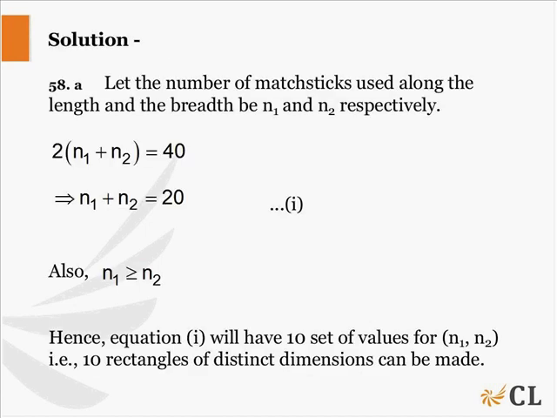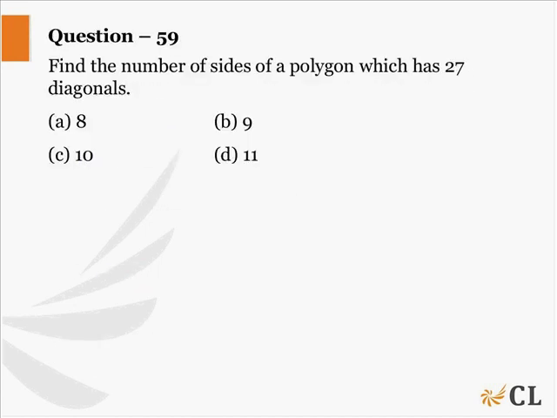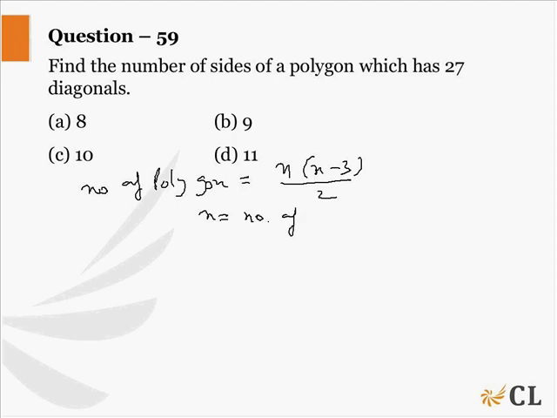Number of polygons in number of polygon is nothing but n into n minus 3 upon 2 if n is the number of sides or vertices. So here it is written that n into n minus 3 upon 2 is given as 27. Just put the values, get your answers. N is nothing but 9.